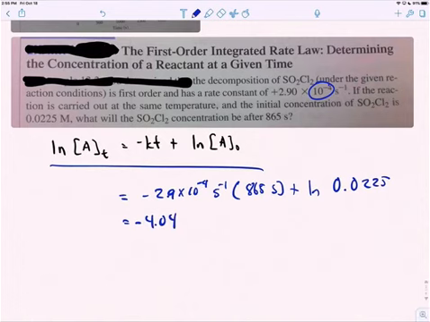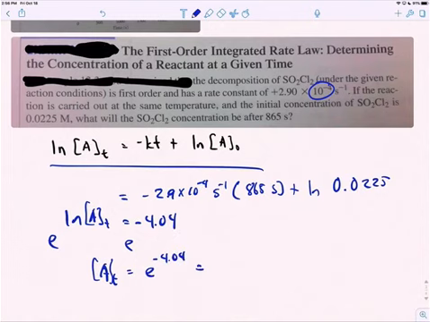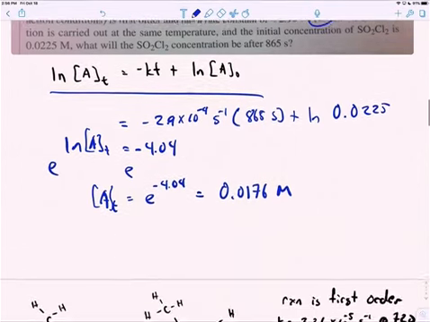And so this is the natural log of A at time t. So you take e to both sides, and you get the concentration of A at some time t is e to the minus 4.04, and just throw that in your handy dandy calculator, and you get 0.0176 molar. Isn't it a lot easier? That's a lot easier to do it that way than doing the other ways, right? So integrated rate laws are great.